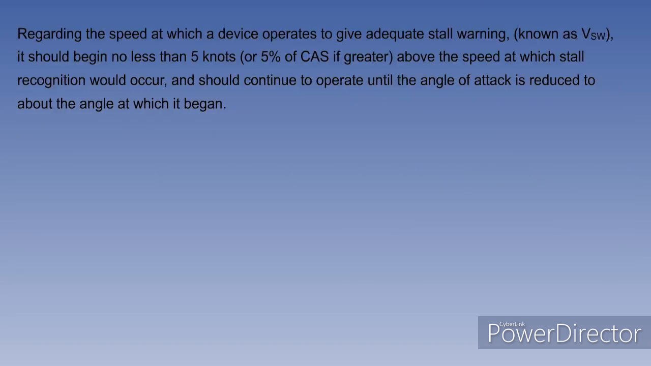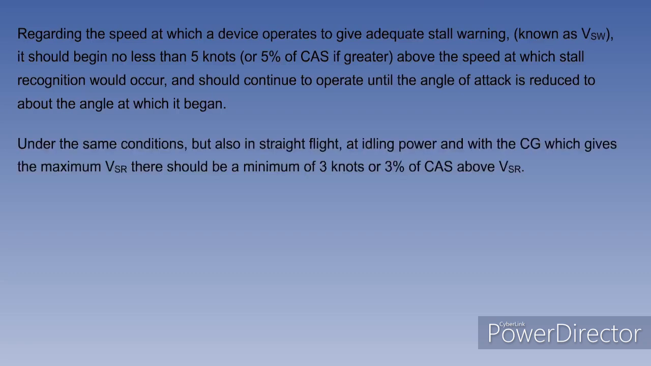Regarding the speed at which a device operates to give adequate stall warning, known as VSW, it should begin no less than 5 knots, or 5% of CAS if greater, above the speed at which stall recognition would occur, and should continue to operate until the angle of attack is reduced to about the angle at which it began. Under the same conditions, but also in straight flight, at idling power, and with the C of G which gives the maximum VSR, there should be a minimum of 3 knots or 3% of CAS above VSR.